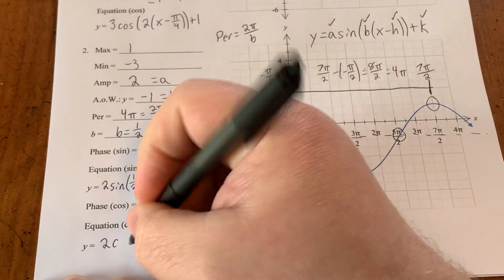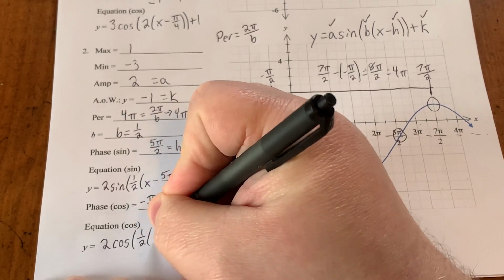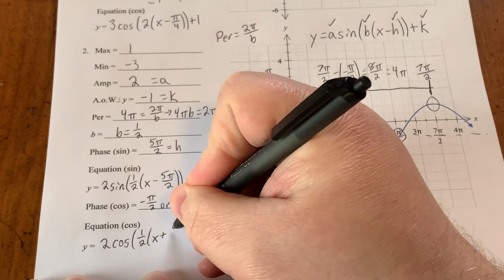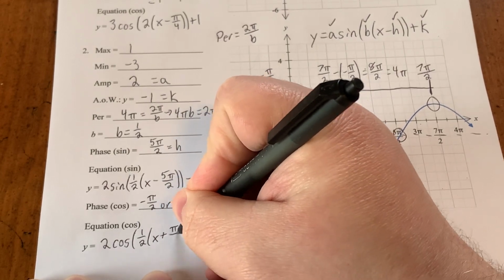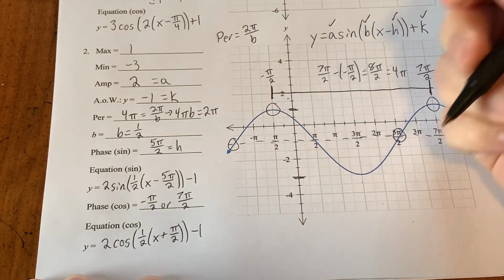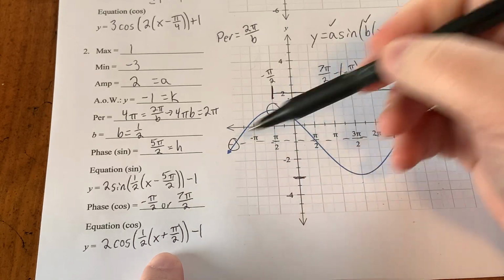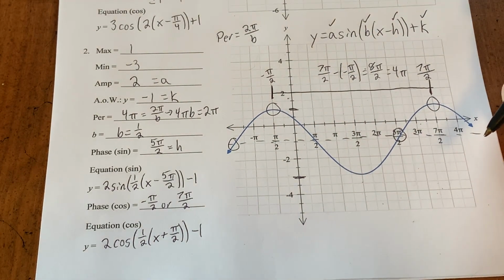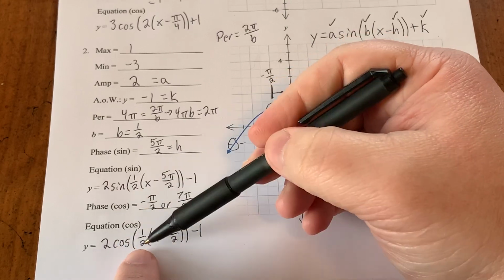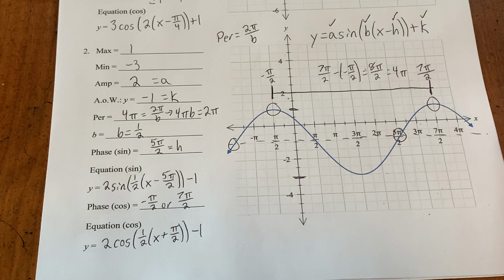So a, b, and k are still the same. So 2 cosine of 1/2 x, and then it's minus negative pi over 2 rather, so plus pi over 2, and then minus 1. So these two equations both model that same graph, just in different forms. A's are the same, B's are the same, K's are the same. The only difference is what your phase shift is.